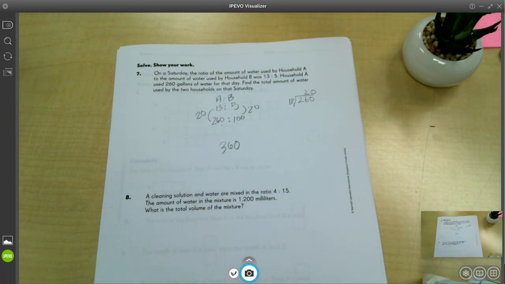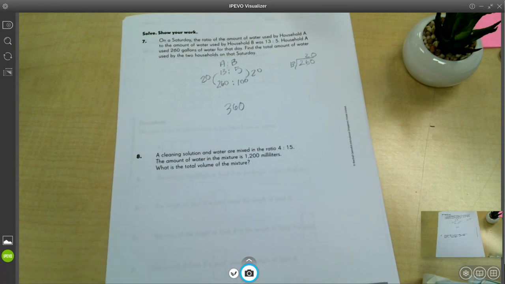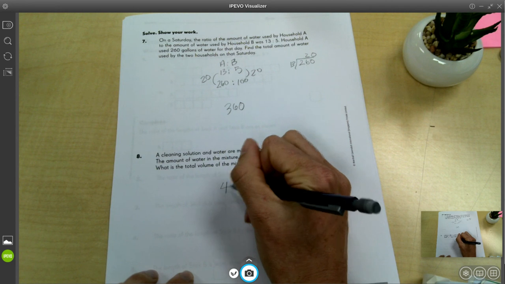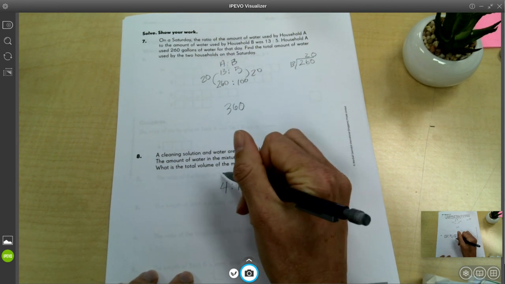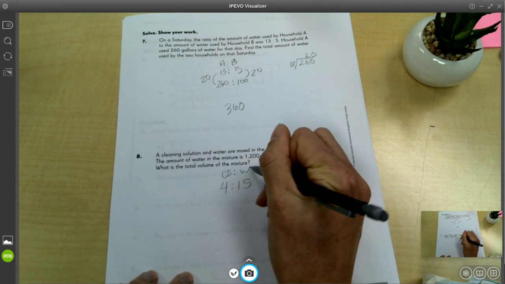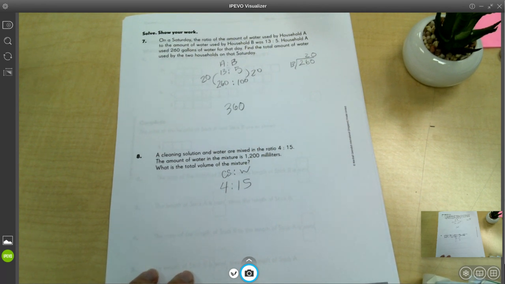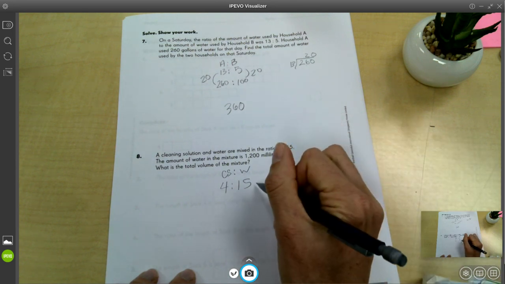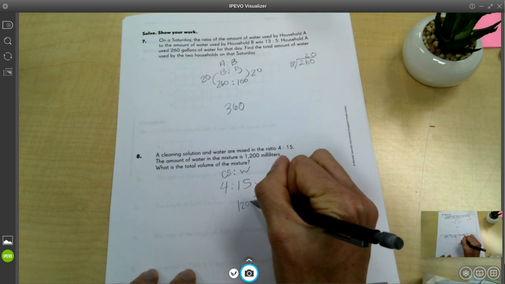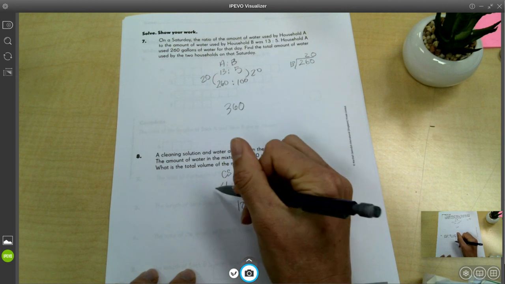All right. Cool. A cleaning solution and water are mixed in the ratio of 4 to 15, cleaning solution to water. Yeah, usually a lot more water in this. All right, the amount of water in the mixture is 1,200 milliliters. What is the total volume?